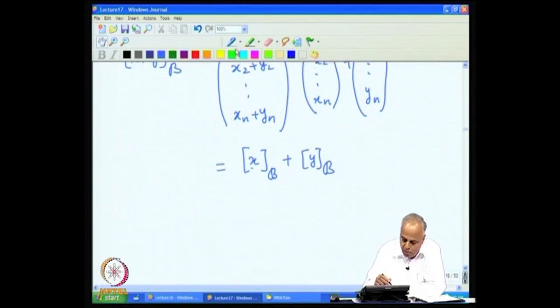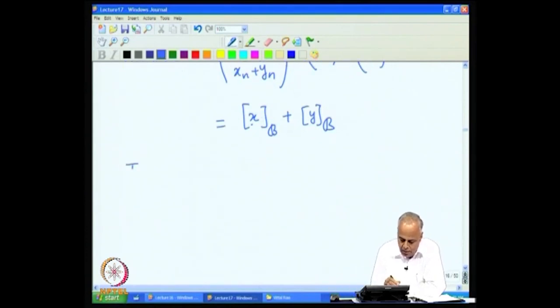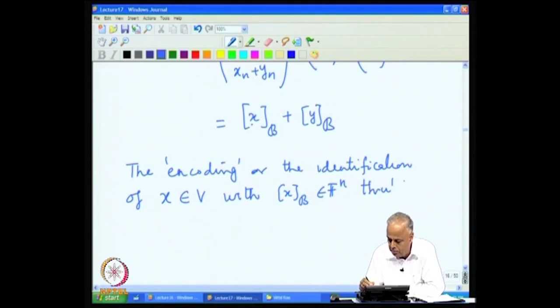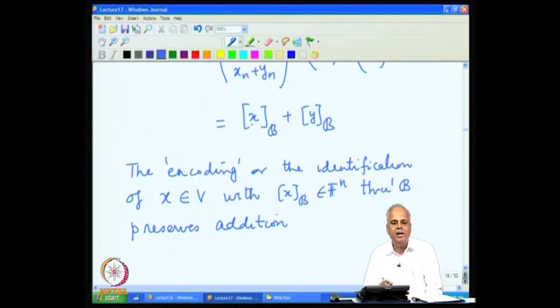So, we have therefore, that the encoding or digitization or the identification of x in V with x_B in F n through the ordered basis B preserves addition. That is, you can add and identify or identify and add. These two are commuting operations.